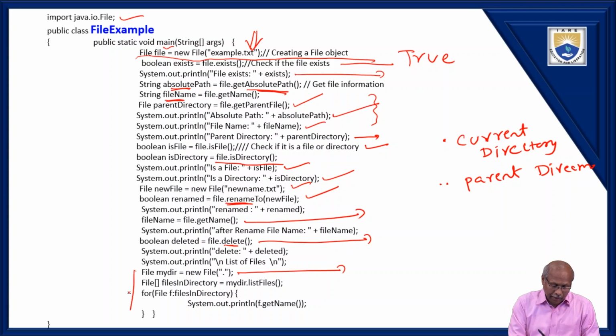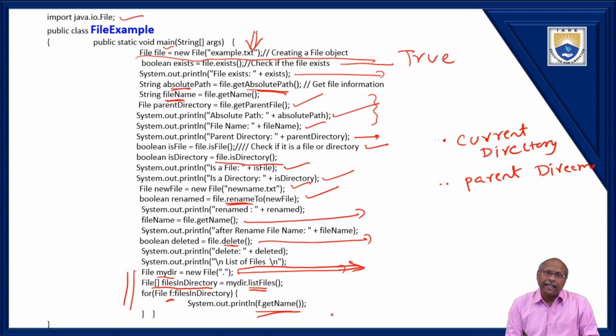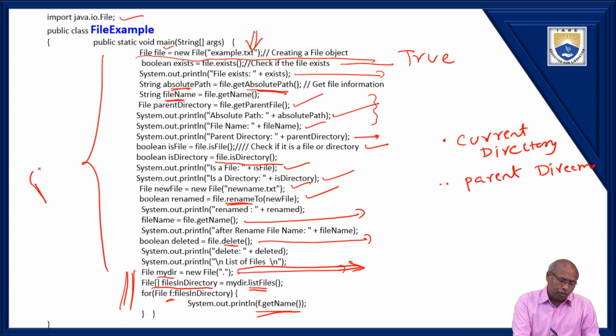Now, in the current directory, what files are there? I want to know. For that, I have written these three lines. Please observe. My directory, new File within double quotes, single dot. That means I want to know what files are there in the current directory. So I give the dot. Then, in the current directory, what is the list of files? For that, there is a method called listFiles that will return an array of files. Now from this array, I want to get the files one by one. So display the file name. Whatever files are there in the current directory, that will be displayed. Okay. So these are the various methods available here. These methods are applicable to which object? File object. This File class is available under the IO package.